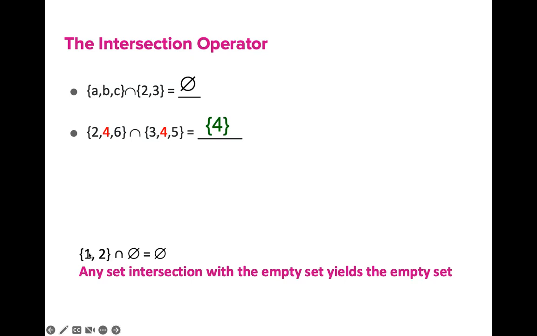Now, suppose we take the intersection of a set with an empty set. This will result in an empty set because any set intersected with the empty set yields the empty set.